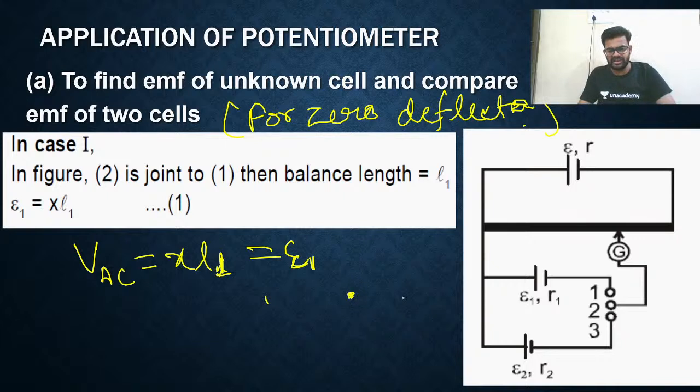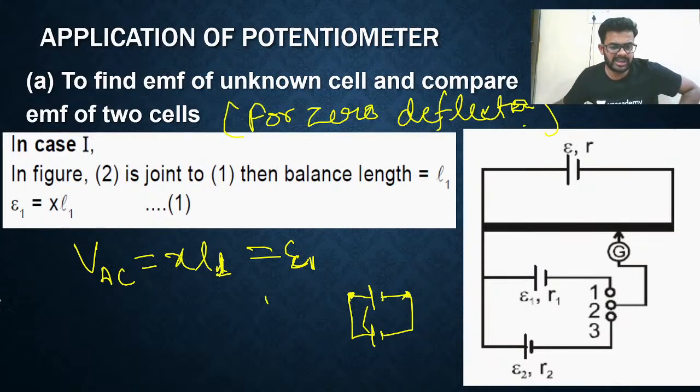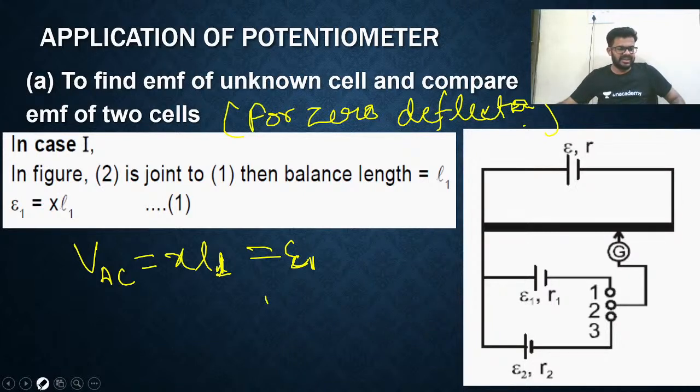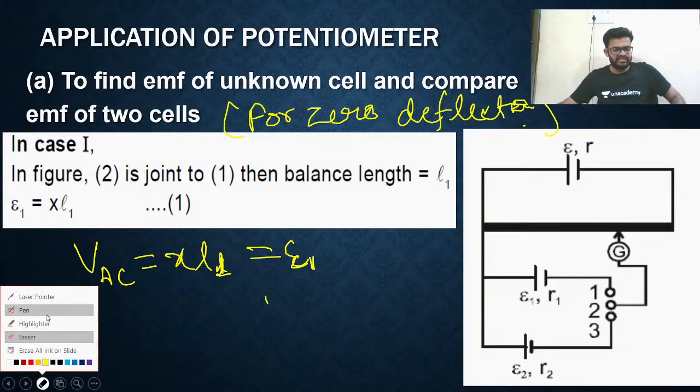Listen, when no current is there, this is some potential difference and here is some potential difference. When these two become equal, there will be no current in the circuit. So simply speaking, XL1 is the potential difference across AC and that is equal to the EMF of the first cell. So XL1 is equal to E1.